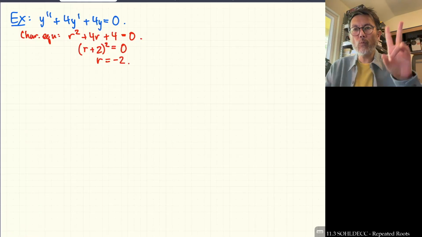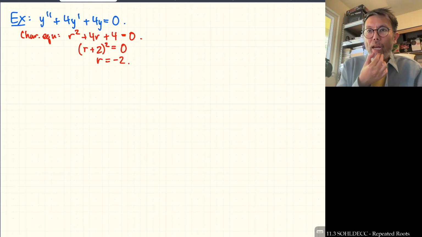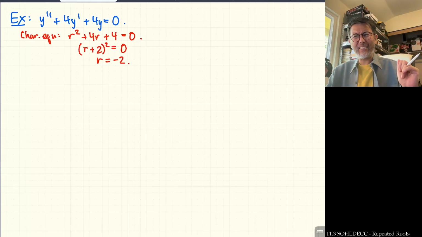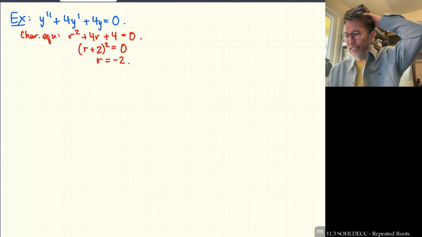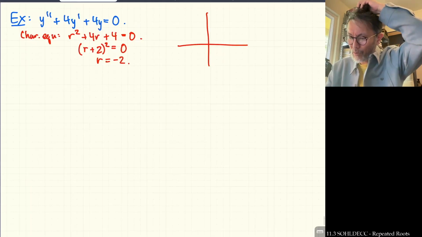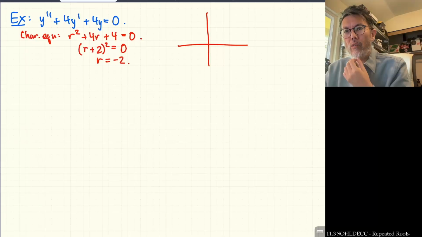But this is a repeated root in the sense that, and this is going to be very important later, this root appears twice in some sense. It kind of appears twice.